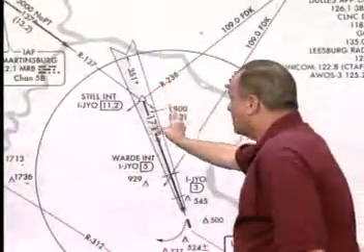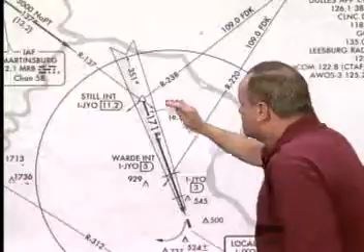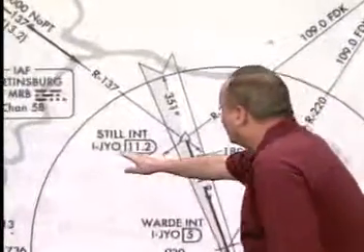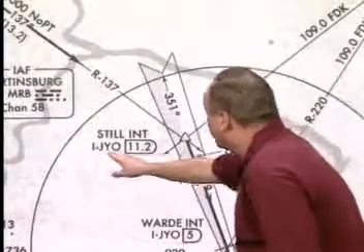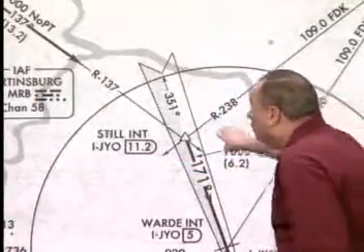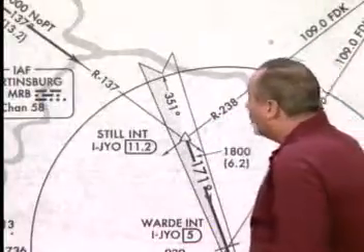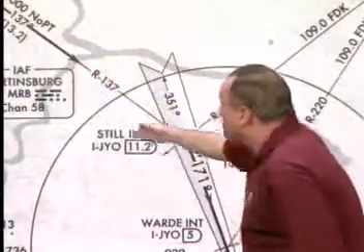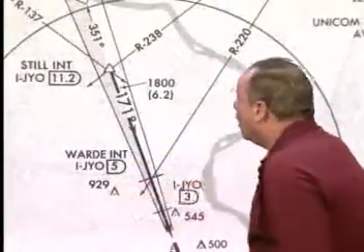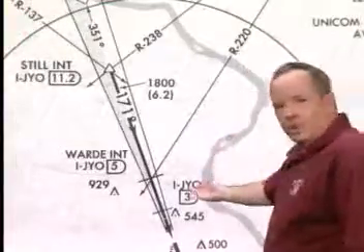Notice the big localizer symbol here. And over here you see the Still and Ward fixes. By the way, those are step-down fixes for the approach, and you could identify them by DME distances or by cross-bearing or bearings from a VOR. For instance, Still can be identified by the 11.2 DME fix from the localizer transmitter, or it could also be identified by the 238 radial from the, in this case, Frederick VOR, or also the 137 radial from the Martinsburg VORTAC. Ward is the 5 DME fix from the localizer transmitter, or the 220 radial from the Frederick VOR.